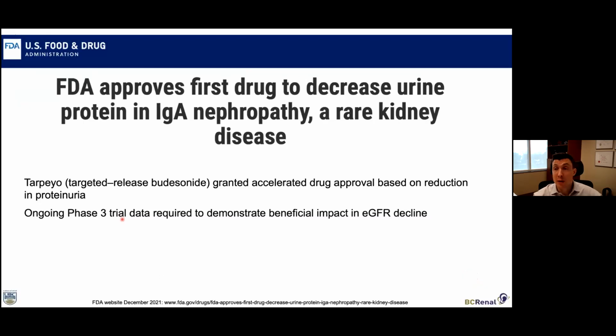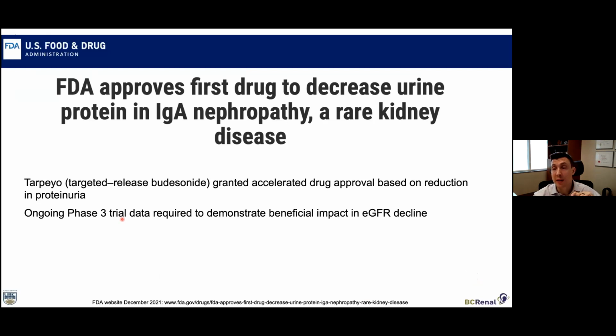So now, as a result of this short-term reduction in proteinuria, the FDA has now approved, using an accelerated drug approval process, the first treatment, targeted release budesonide, for the treatment of IgA nephropathy. It's now called Tarpeyo, that's the brand name of the drug, and it's approved for accelerated drug approval based on proteinuria reduction.